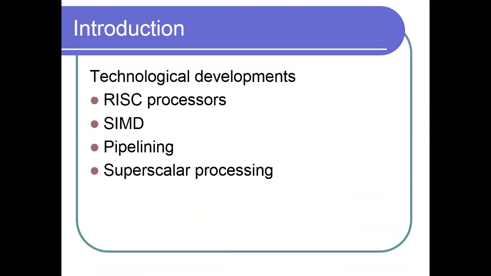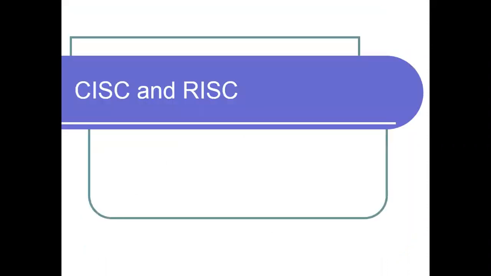We were talking about technological development. As new computers were evolving, there was a need for different processors. First came CISC, that is complex instruction set computer. As those had certain limitations, the reduced instruction set computers came. After that came SIMD, that is single instruction multiple data, and then the concepts of pipelining and superscalar processing. Our focus is basically on CISC and RISC.